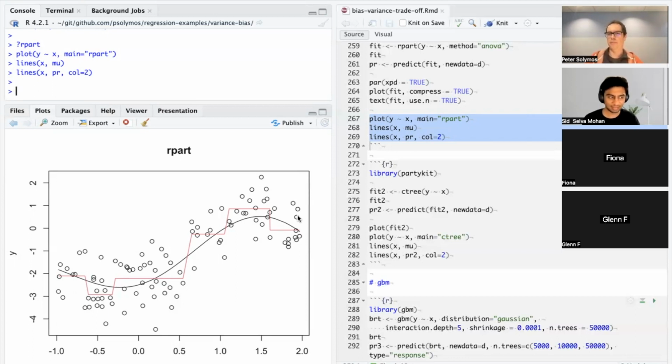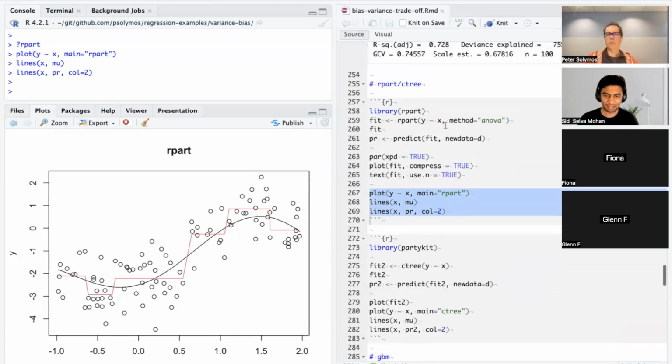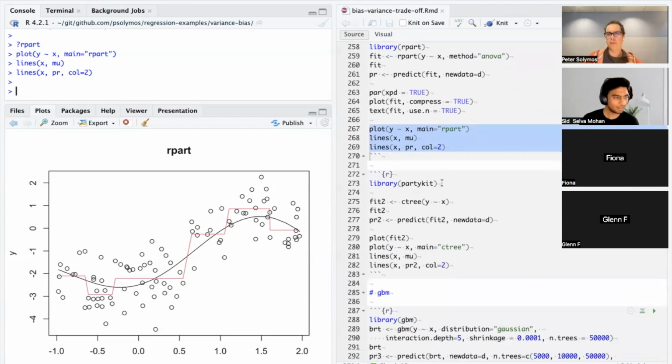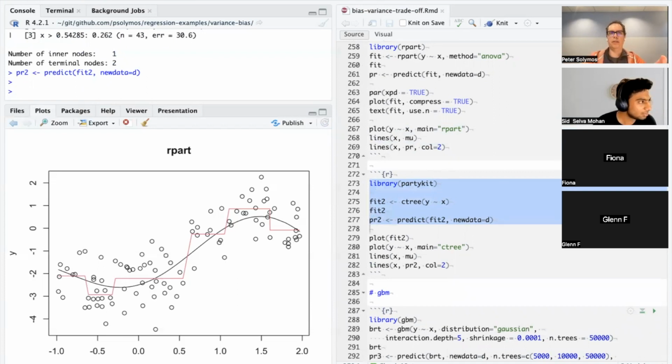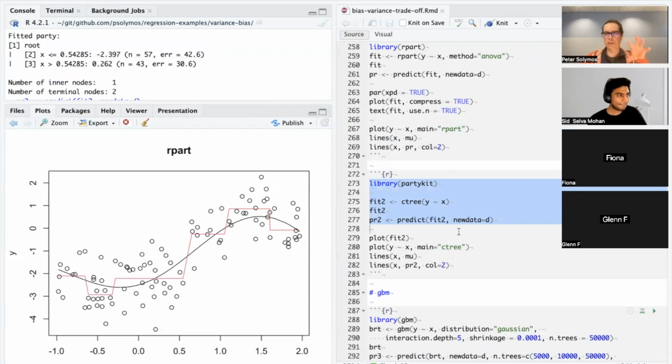Okay, makes sense. Yeah, thank you. And compared to our part, which is a very basic implementation, this Partikit, which I like much better, is doing some of this evaluation. So it takes a statistical and not so hyperparameter tuning approach. So it is looking at significance values from many different iterations, and it is pruning the tree back.